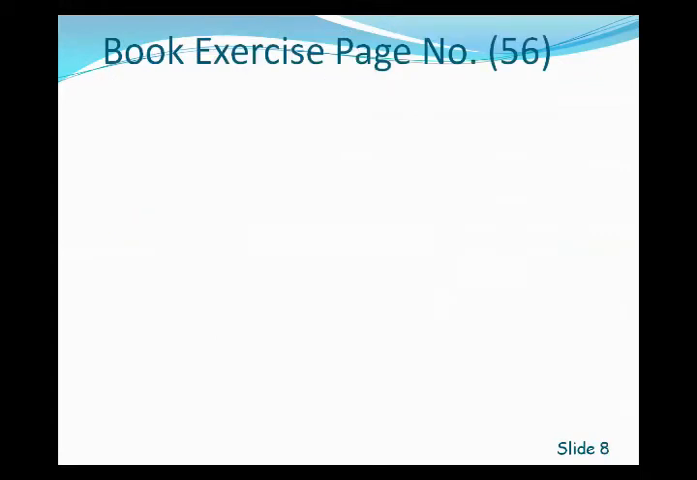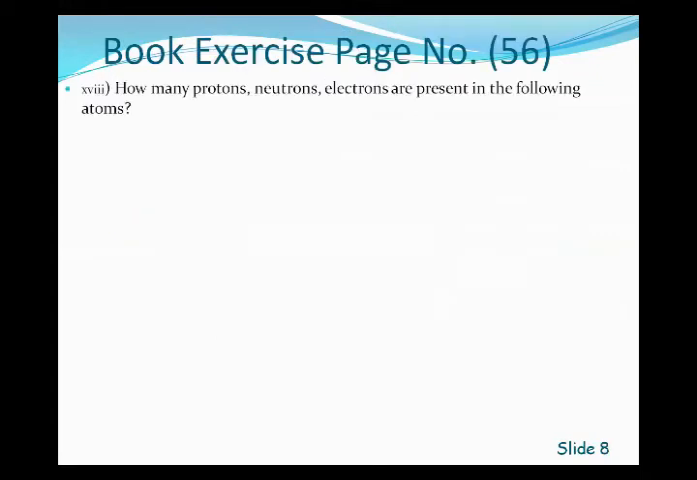From this, now let us move toward the book exercise, page number 56. We have the question: how many protons, neutrons and electrons are present in the following atoms? Now, our task is to find out the number of protons, neutrons and electrons in a given atom.